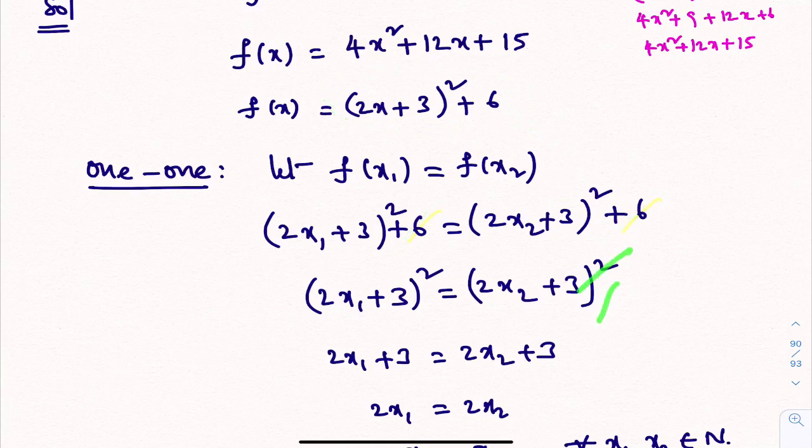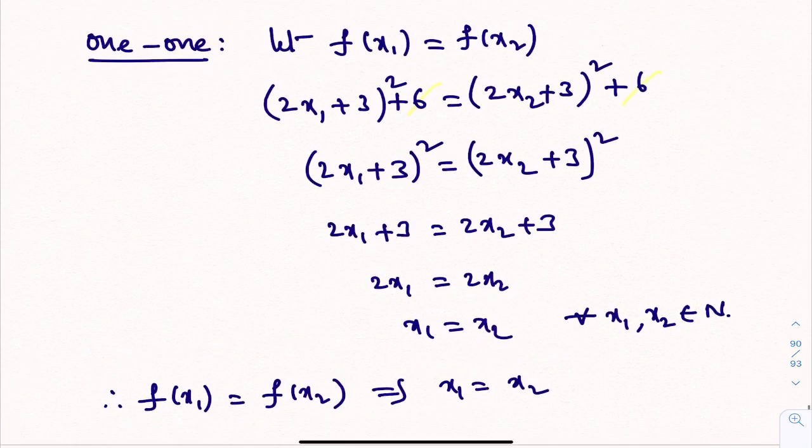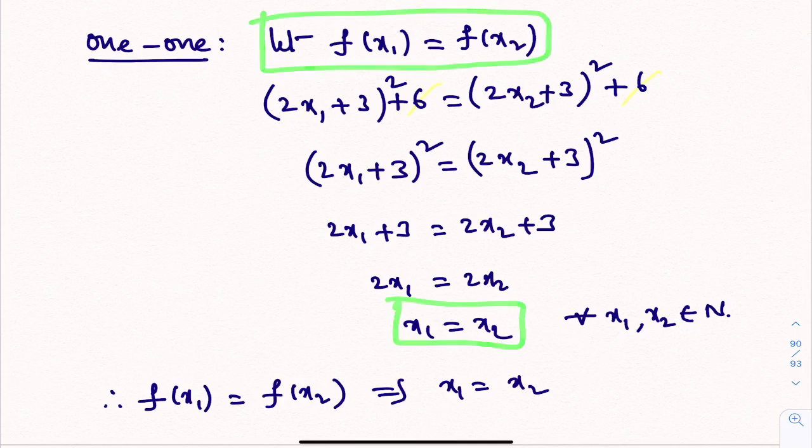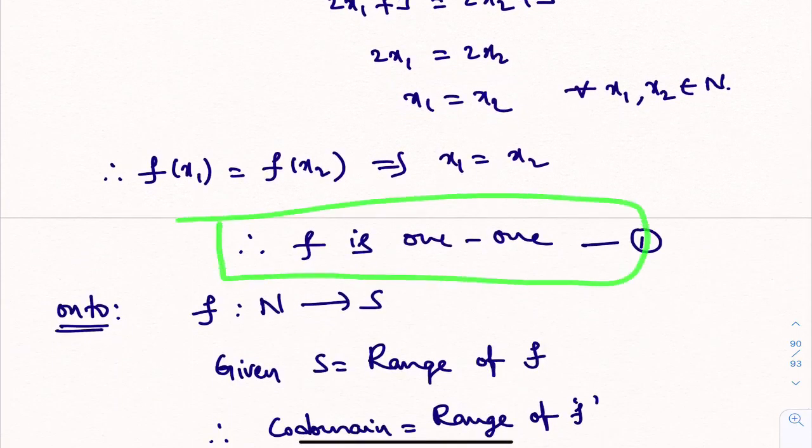Right? This square, when you apply square root, the square will get cancelled. 2x1 plus 3 equal to 2x2 plus 3. From this 3 will get cancelled. You will get 2x1 equal to 2x2. Right? So from this x1 equal to x2. So what we got here, we took f of x1 equal to f of x2, and from that we got x1 equal to x2. So from that I can say that the given function is one-one.